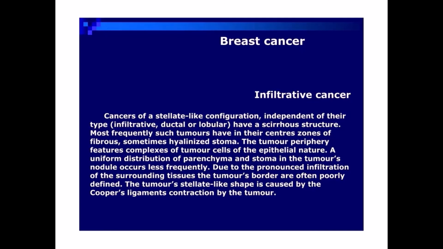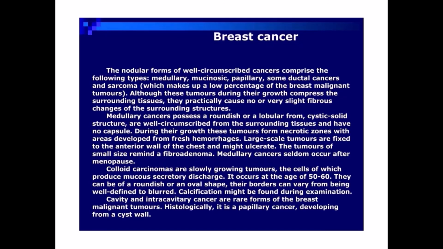Breast cancer. Infiltrative cancer. Cancers of a stellate-like configuration, independent of their type, infiltrative, ductal or lobular, have a scirrhous structure. Most frequently, such tumors have in their centers zones of fibrous, sometimes hyalinized stroma. The tumor periphery features complexes of tumor cells of the epithelial nature. A uniform distribution of parenchyma and stroma in the tumor's nodule occurs less frequently. Due to the pronounced infiltration of the surrounding tissues, the tumor's borders are often poorly defined. The tumor's stellate-like shape is caused by the contraction of Cooper's ligaments by the tumor.